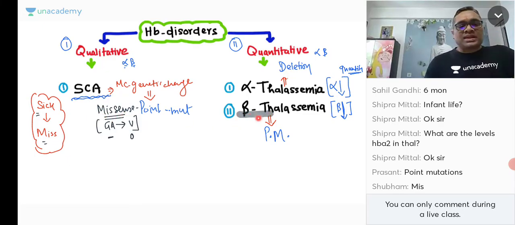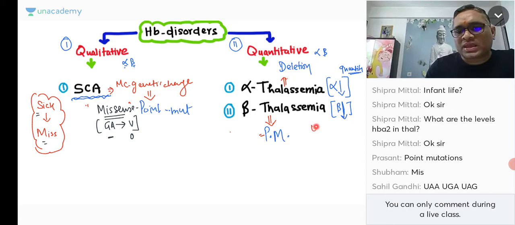Whereas beta thalassemia is because of the stop codon, or you can say the nonsense codon. Stop codon or nonsense codon, right? So see, this is the missense point mutation, and this is the beta thalassemia point mutation. Yes, UAG. You studied that in PMT also, right? So this is called nonsense, because they're not creating any sense. That is why nonsense point mutation.